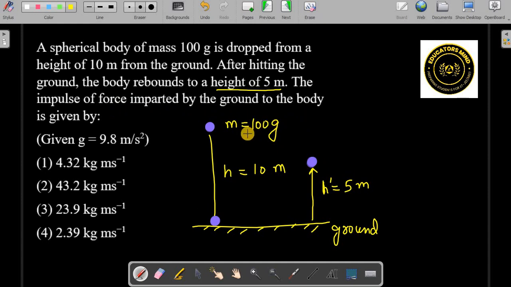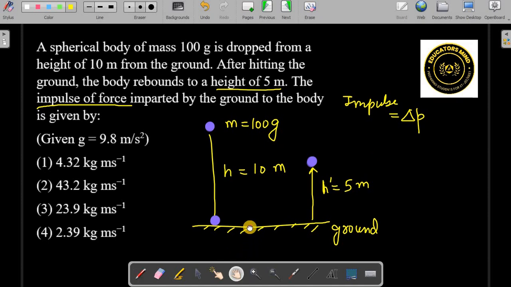We have to calculate the impulse force. Or you can say it's not exactly force, it is impulse. Basically the impulse of the force imparted. Impulse of the force means it is the impulse basically. So we need to calculate impulse. Impulse is nothing but change of momentum, delta p, right? Delta p only we have to calculate.